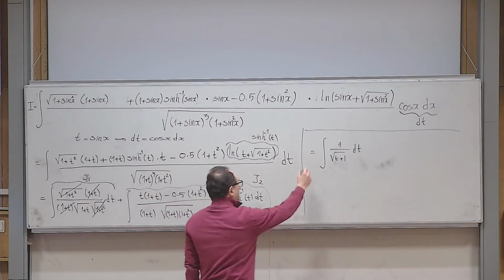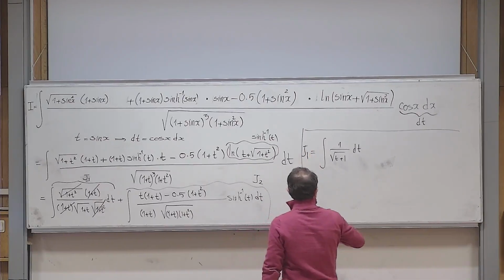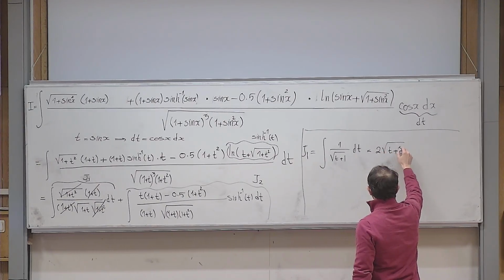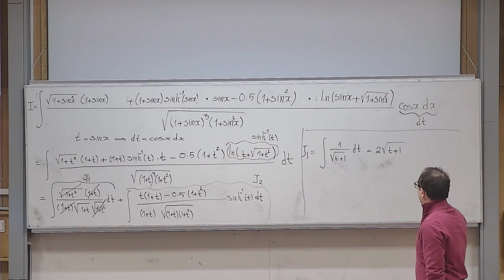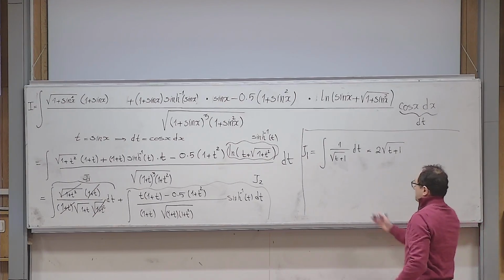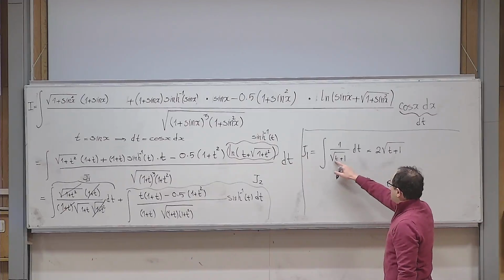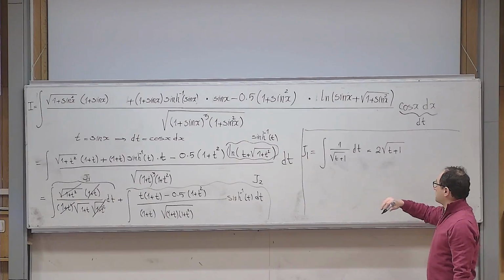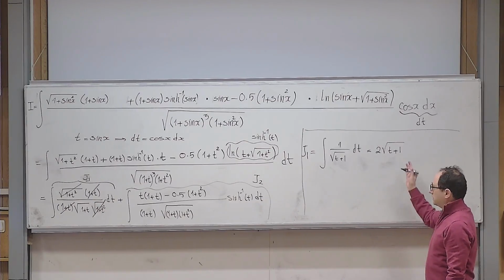So here I want to calculate J1. It's an extremely simple one because this becomes simply 2 square root of t plus 1. Yes, because some people have this in their memory, otherwise you take it to be u and bring it out and then solve it by another substitution method. But that's extremely simple. So that is it. That's done.